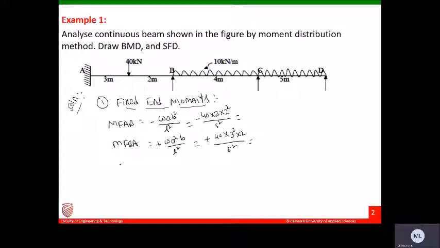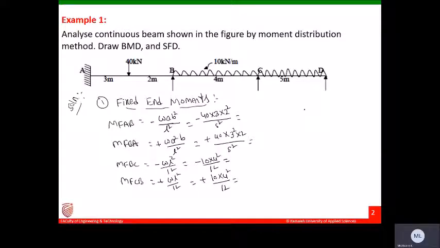Similarly, let us write down for the BC span. MF of BC equals, it is subjected to UDL, so it is minus WL square by 12. So minus 10 into L, which is 4 square, divided by 12. Write down the value. Similarly, you can write MF of CB, which will be plus WL square by 12, so plus W is 10, L is 4 square divided by 12.